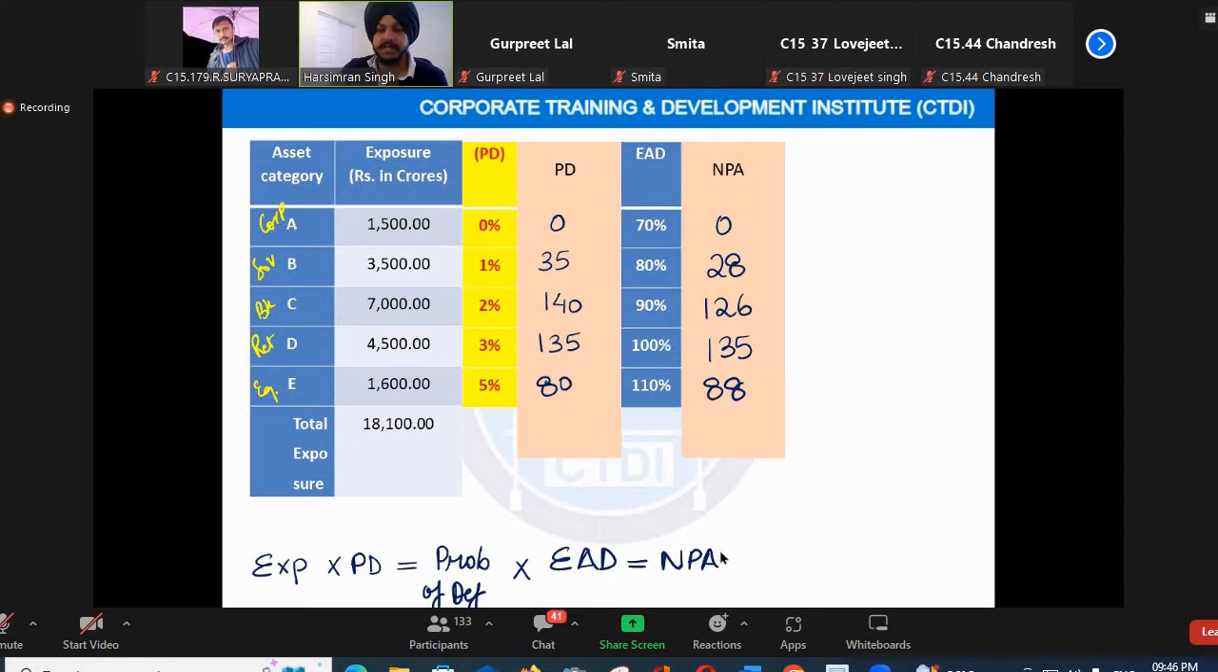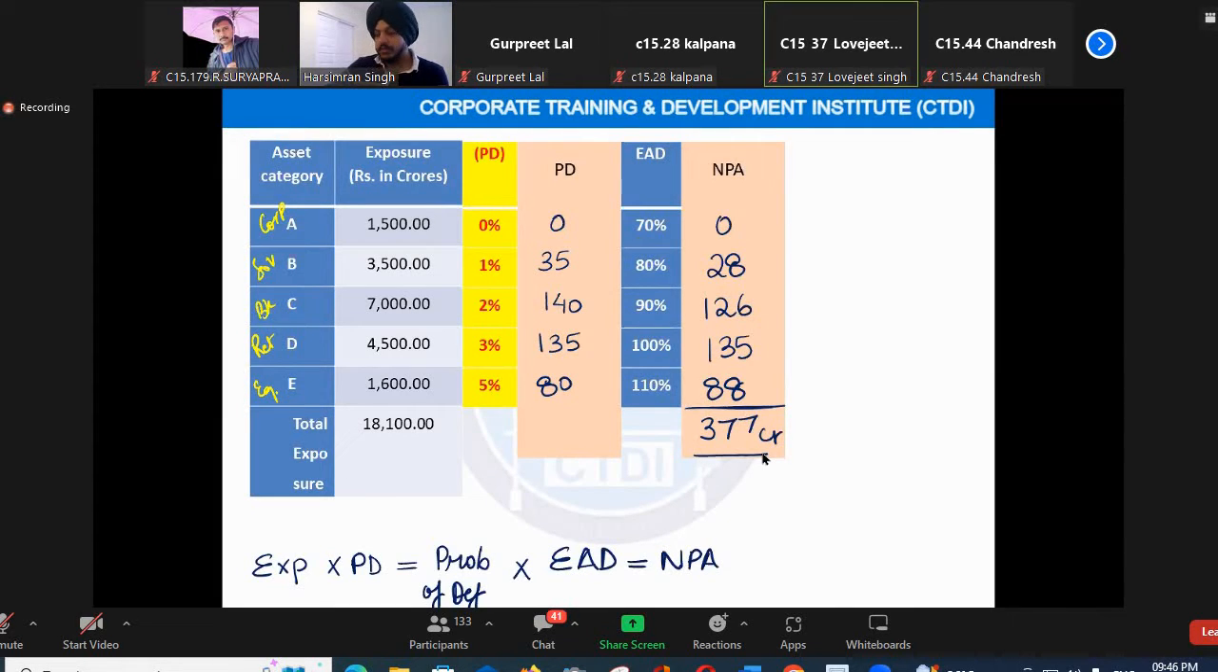But in the question he has asked you incremental NPA. So add them, total NPA of the bank. So what is the total? Tell me. 377. 377 crores. Is that clear? Is it clear, yes or no?